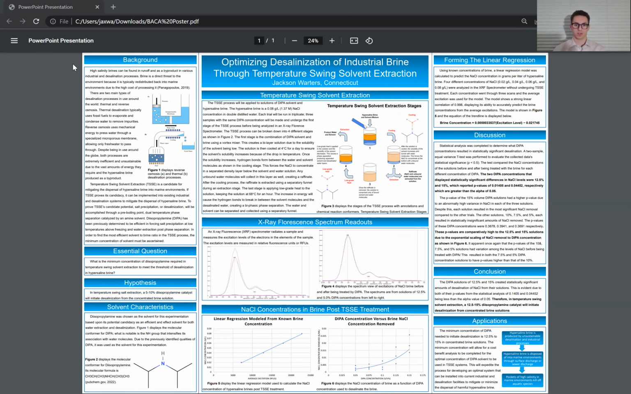using the X-ray fluorescence spectrometer. An X-ray fluorescence spectrometer measures the excitation levels of electrons in individual atoms and can measure the relative fluorescent units of the excitation levels to differentiate the amount of each individual element in a given sample. And the readouts of those spectrums are here on my board.